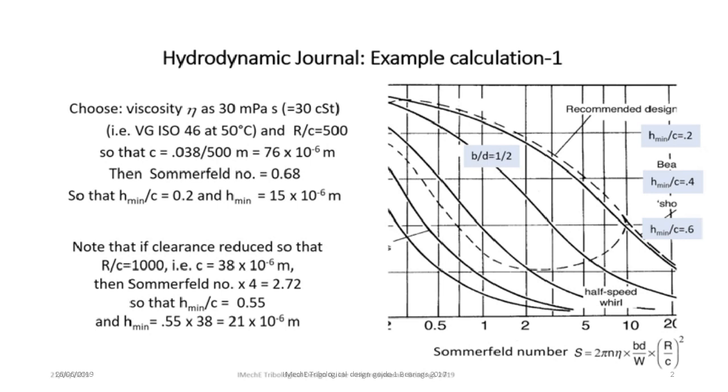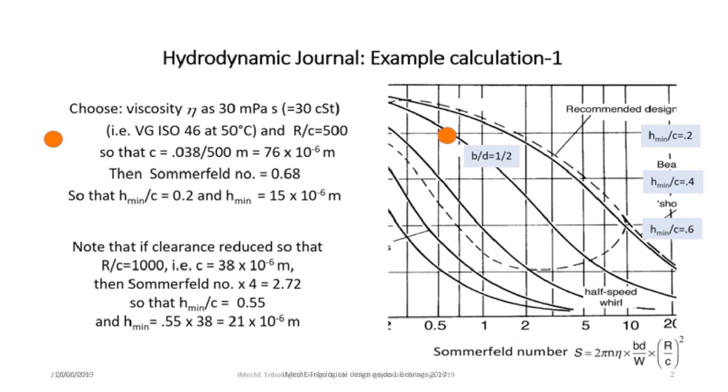Since B upon D is equal to 0.5, the operating point is about here, which means that H min upon C is about 0.2, or that H min is equal to 15 microns. That's pretty generous, much more than the likely surface roughness of the components, and if the oil is filtered, larger than any bits of grit or dirt that are likely to get through.